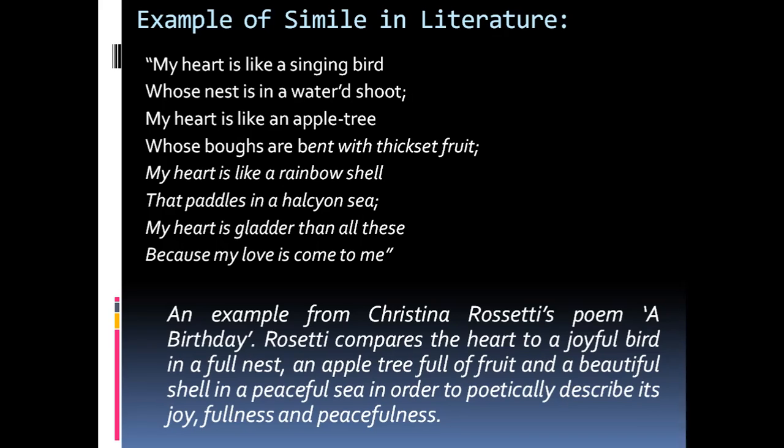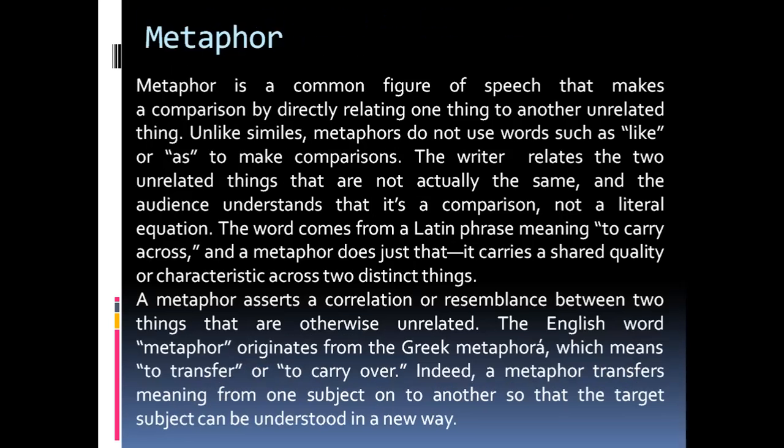So, this is an example from Christina Rossetti's poem, A Birthday. Rossetti here compares the heart to a joyful bird in a full nest, an apple tree full of fruit, and a beautiful shell in a peaceful sea, in order to poetically describe its joy, its fullness, and its peacefulness. So, this is the simile.